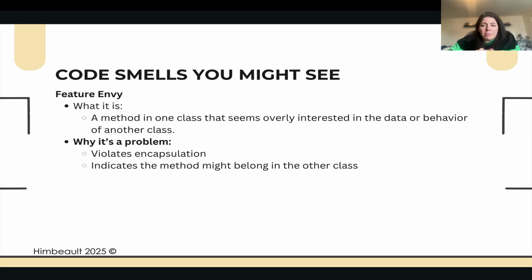So this is a huge problem because it violates encapsulation. It indicates that a method might belong in a different class. If you need all of that data to run this method appropriately, maybe it shouldn't be inside the class that it's in. Let's take a look.